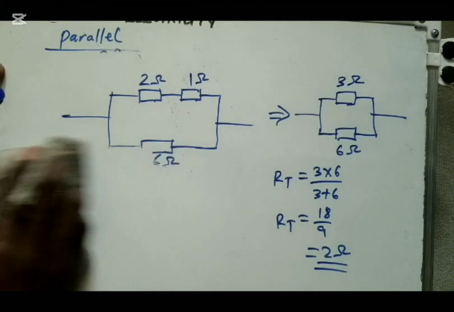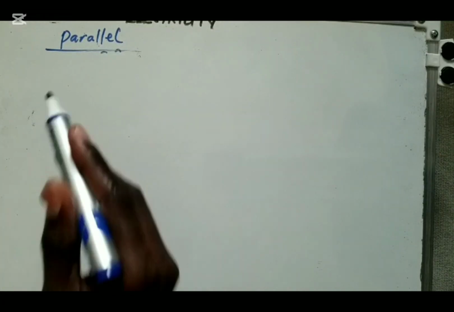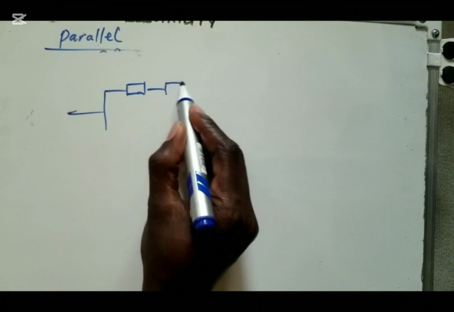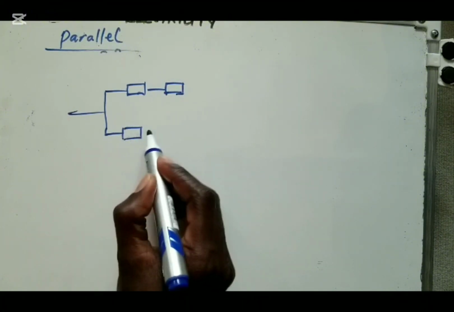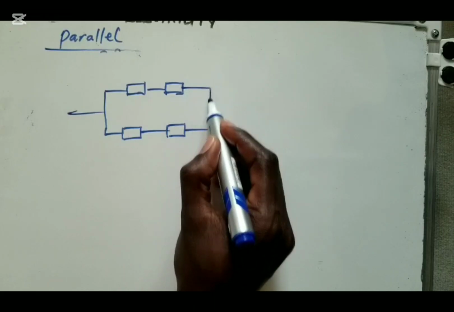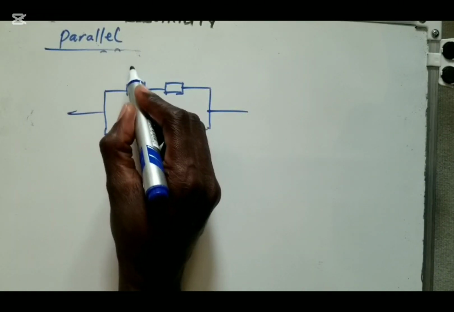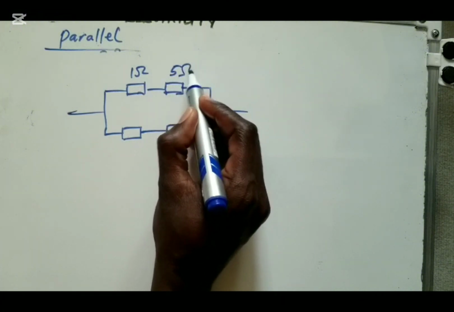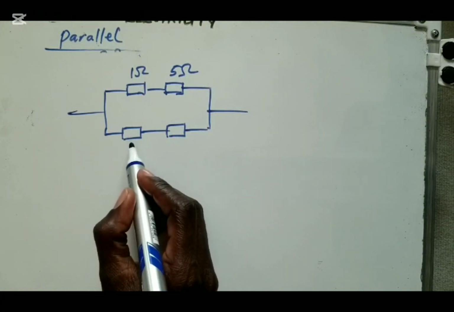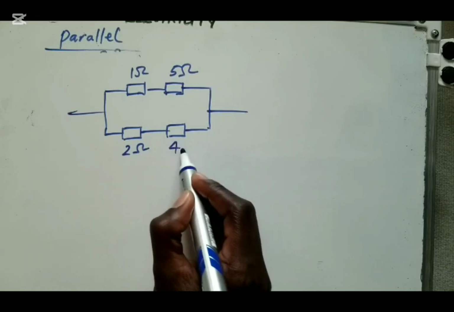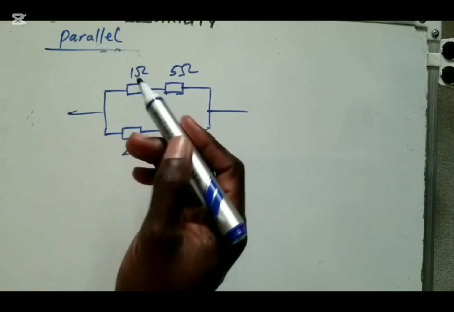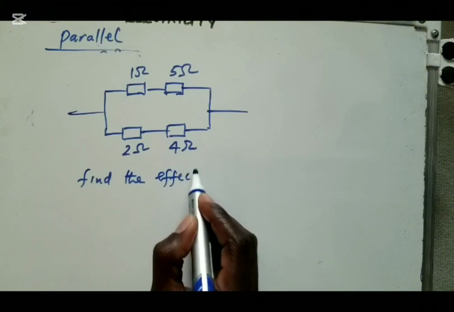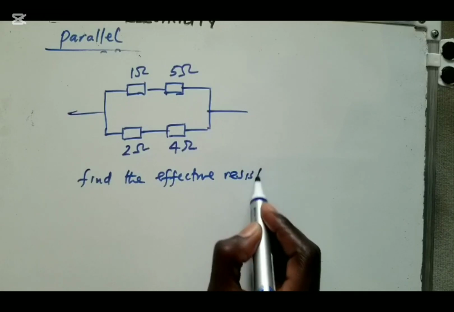These are exam questions. Another type that you may find is something that looks like this, and they may tell you to find the effective resistance. You don't need to worry about that. Suppose that is 1 ohm, that is 5 ohms, that is 2 ohms, and that is 4 ohms, and they tell you to find the effective resistance.